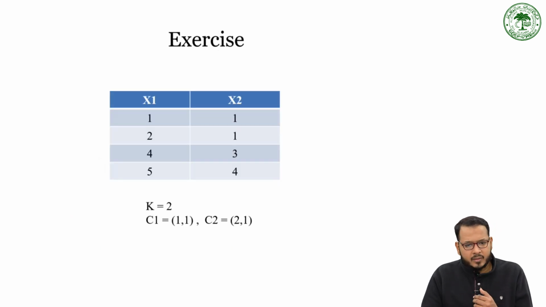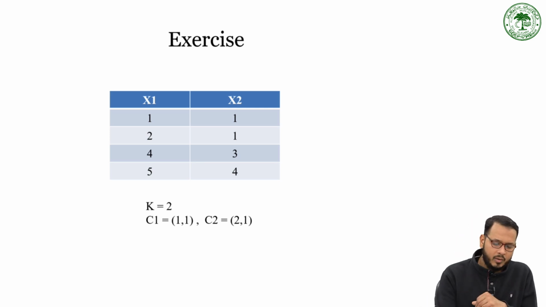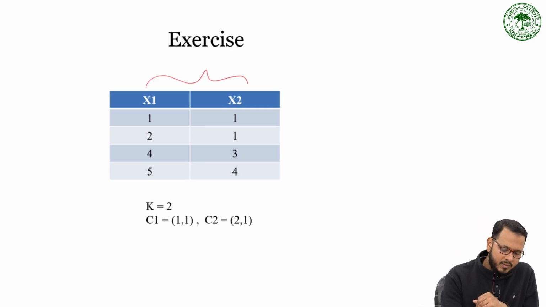Let's see that with the help of this practical example. Let's say we have this data set. Once again, it is an unsupervised data set because all we have is the x values but not the y value.